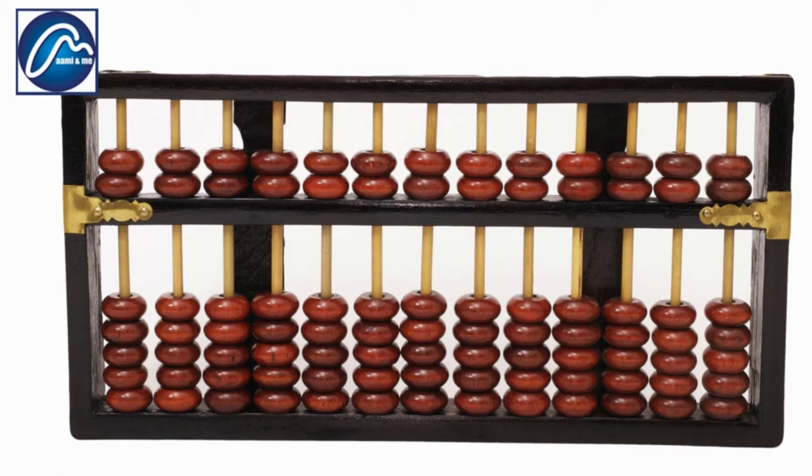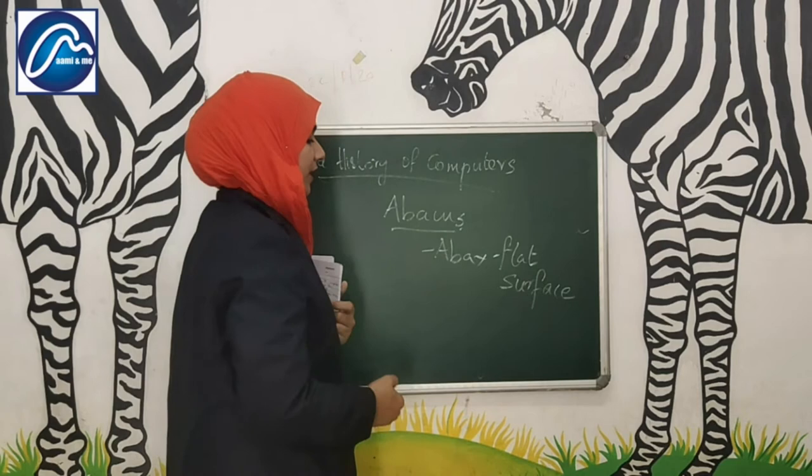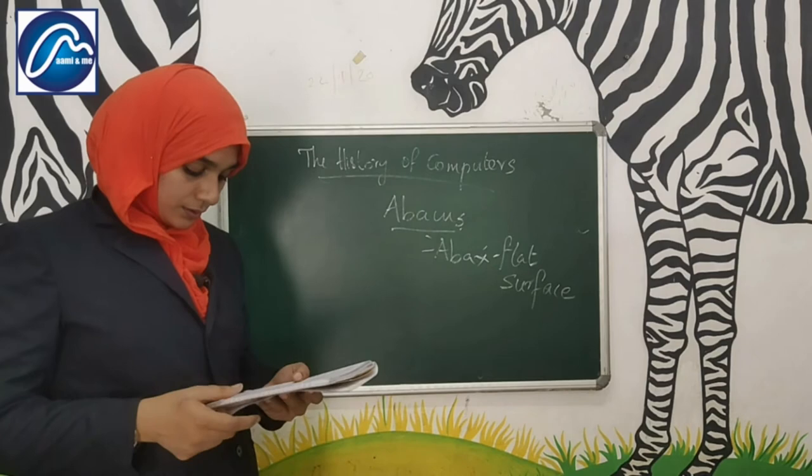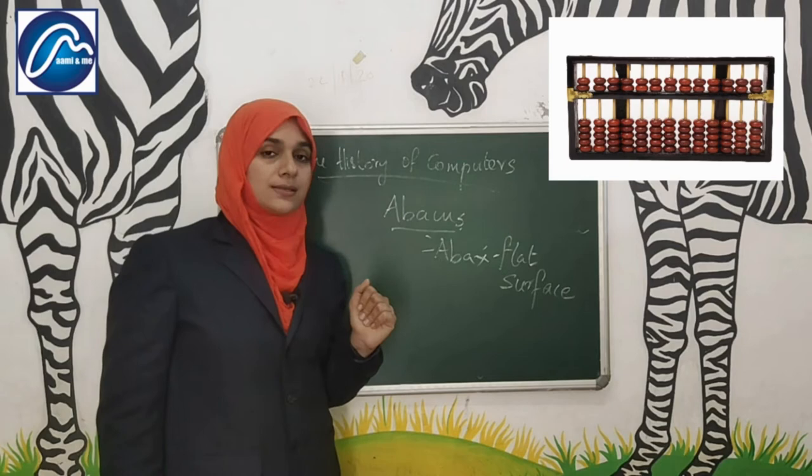First we are going to study about abacus. You might have heard about the word abacus. Nowadays, in all schools, abacus training is given. Before saying about abacus, abacus is derived from a Greek word, abax, which means flat surface. Okay, this is the first calculating device. Which is the first calculating device? Abacus. Abacus is the first calculating device.